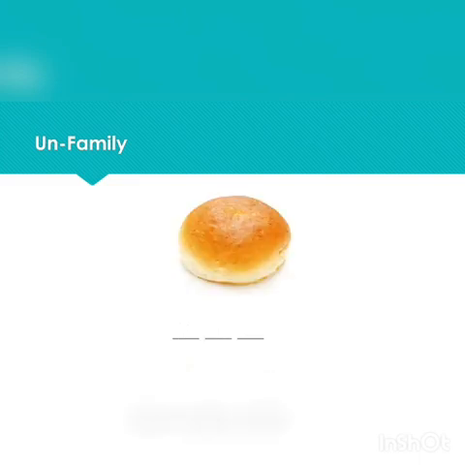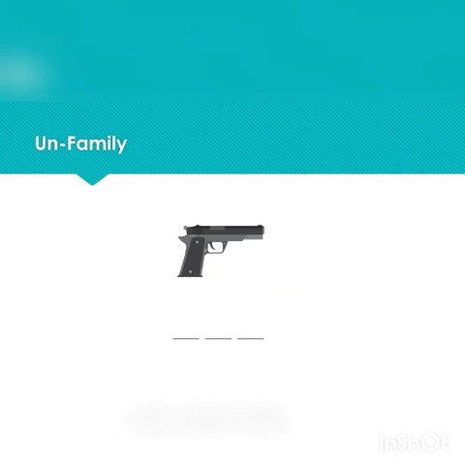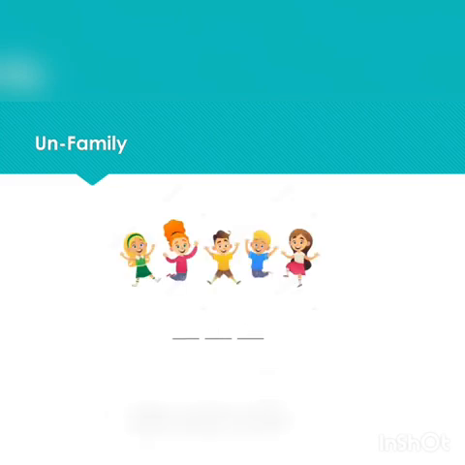What's this? It's a bun. Let's write the word bun. Bun. What's this? It's a gun. Let's write the word gun. Gun. What are these kids doing? They're having fun. Let's write the word fun. Fun.